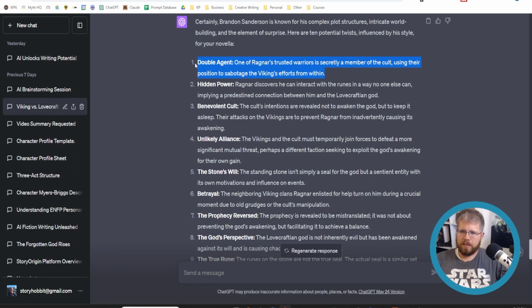I liked this one about a double agent. One of Ragnar's trusted warriors is secretly a member of the cult, using their position to sabotage the Vikings' efforts from within. I thought, okay, we could maybe do something like that. And then I saw this one, which said, benevolent cult. The cult's intentions are revealed not to awaken the god, but to keep it asleep. Their attacks on the Vikings are to prevent Ragnar from inadvertently causing its awakening. And I realized if I were to mash these two ideas together, I could get something kind of fun.